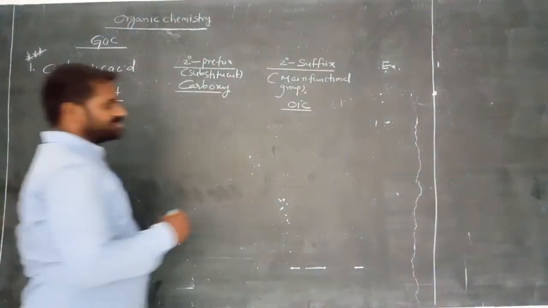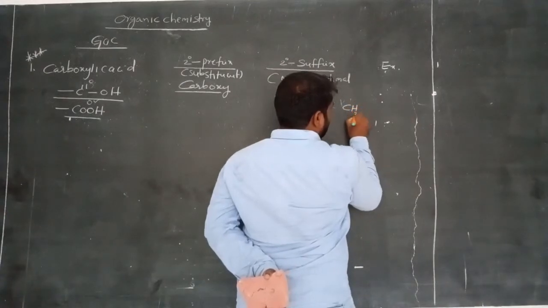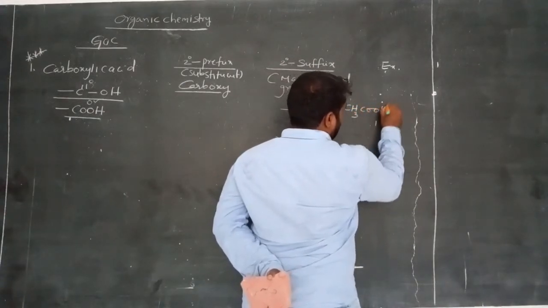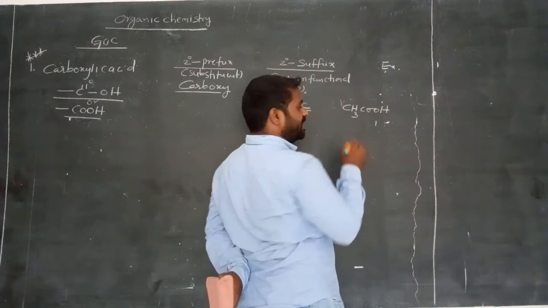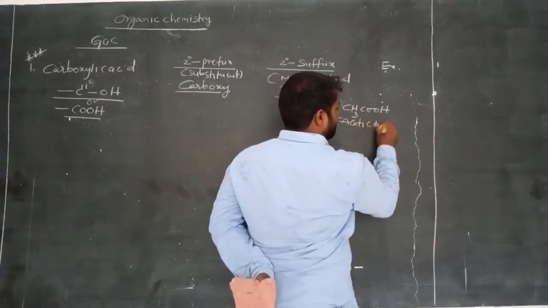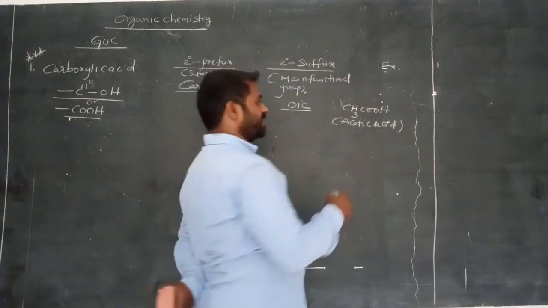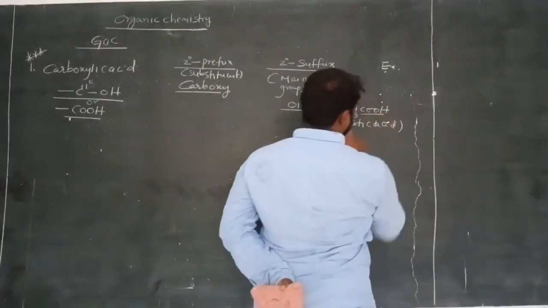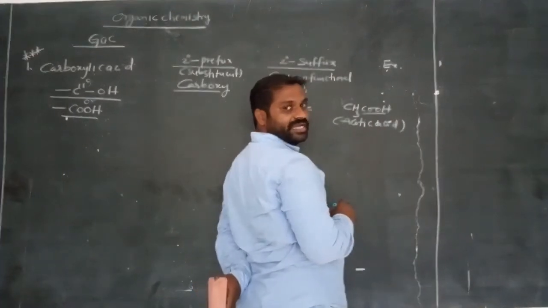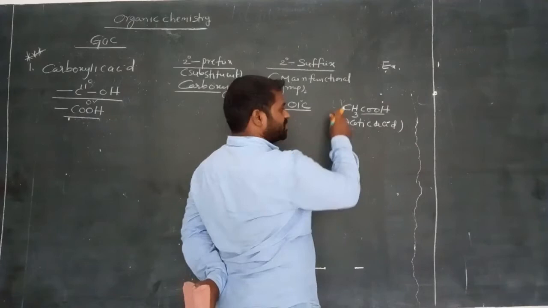Let us take the example. CH3COOH. Its common name is acetic acid. Don't forget acetic acid. What is the common name of CH3COOH? Acetic acid. Why is it so? It is COOH. Its IUPAC name is, how many carbons are present here? 2 carbons in the long chain.